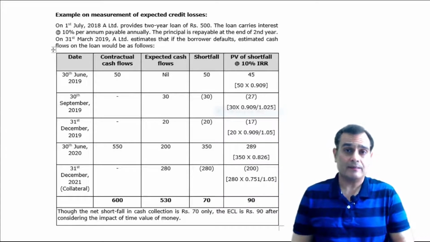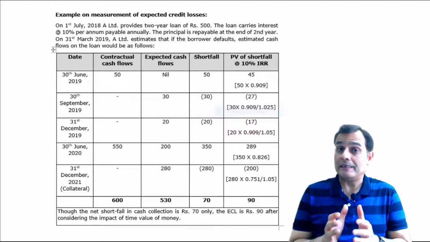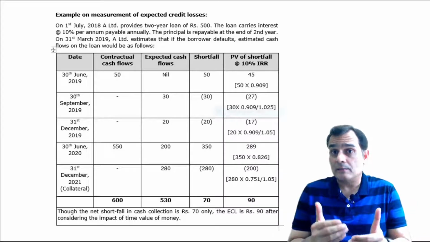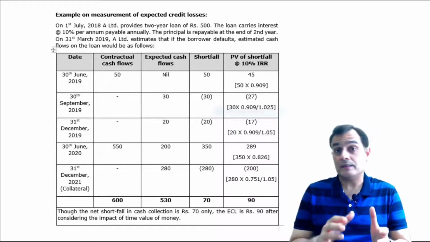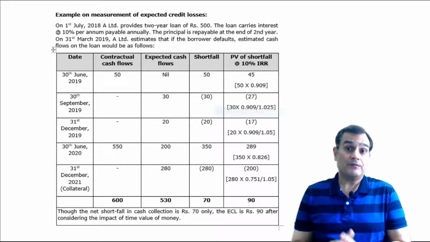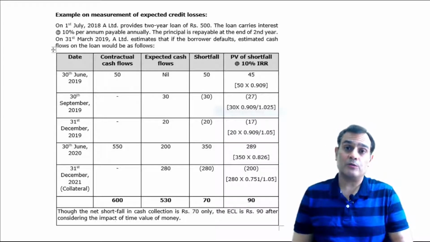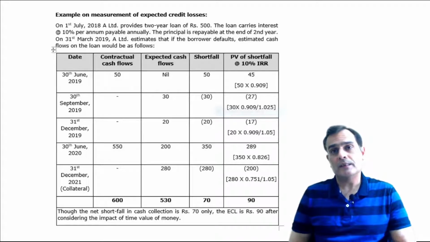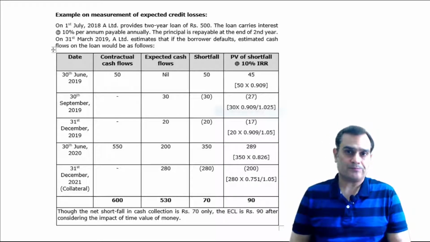It's not necessary that you would receive the money on the contractual date. And let me tell you, even if a certain amount is received on a contractual date and a certain amount is not, and even if the sum total of the contractual cash flows and the expected cash flows is equal, but the amount is coming on a different date, it would still lead to an expected credit loss. I'll come to that point again after the end of this example.